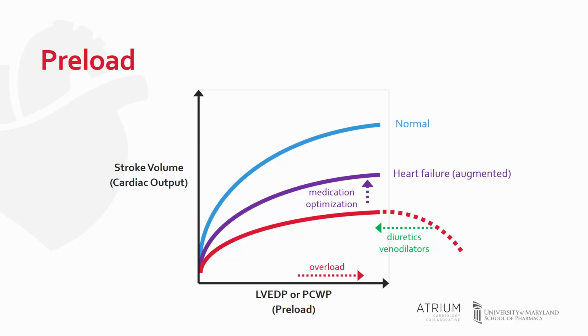Now, in very rare cases, preload can actually be too low in patients with heart failure, which can also be detrimental. And this most commonly occurs when patients are over-diuresed. In this kind of case, cardiac output may be restored with gentle fluid administration, but again, caution must be exerted in patients with heart failure, as even gentle hydration can produce symptoms of volume overload.